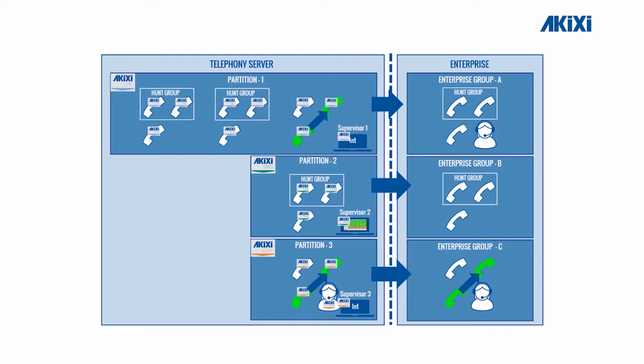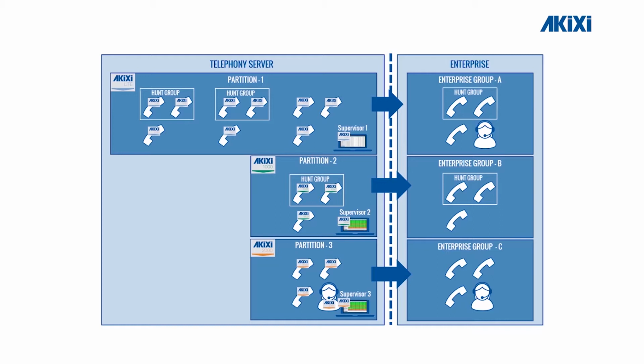Just something to bear in mind is if you have a supervisor at telephony server level or higher, they will also be able to report on those calls. But what they will have is they will see the two internal calls from partition 1 and the two internal calls from partition 3. So that supervisor would see 4 calls. So it's very important to understand how Akixi models calls from different levels.